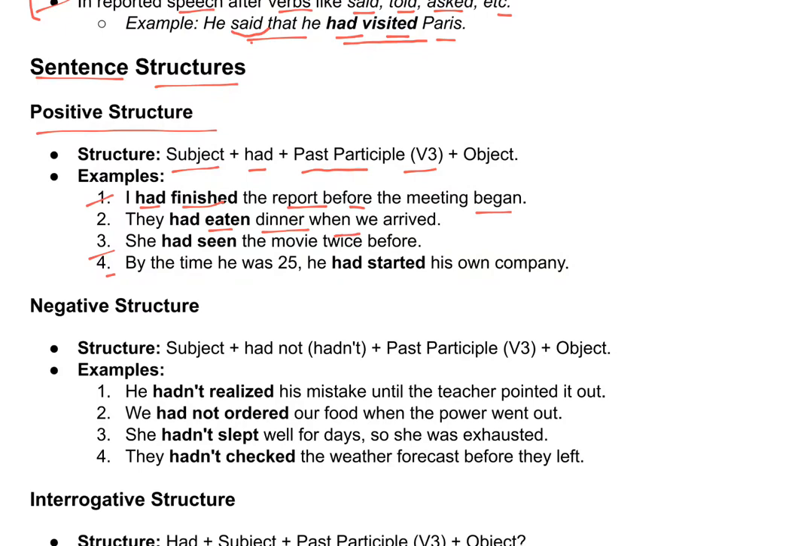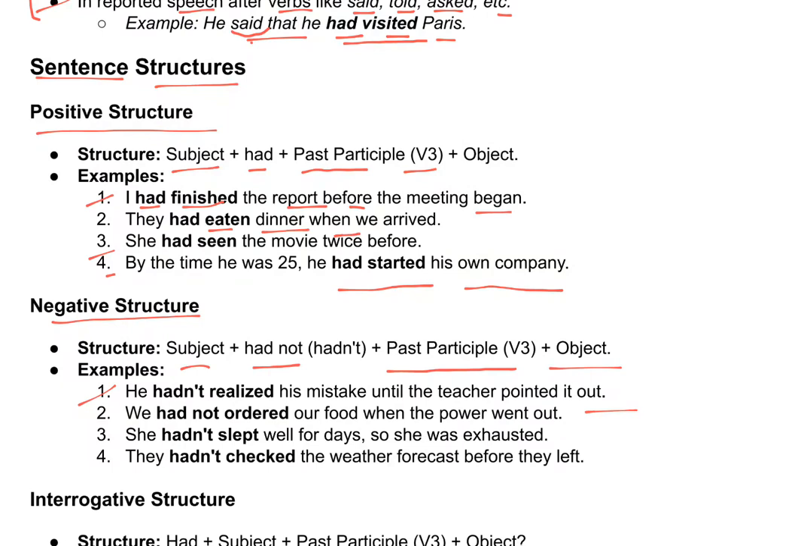By the time he was 25, he had started his own company. Okay, so the negative structure: subject plus had not plus past participle verb, third form, plus object. Examples: he had not realized his mistake until the teacher pointed it out. We had not, here is plural form, here is singular form. He is singular, we is plural, so both use had. We had not ordered our food when the power went out.